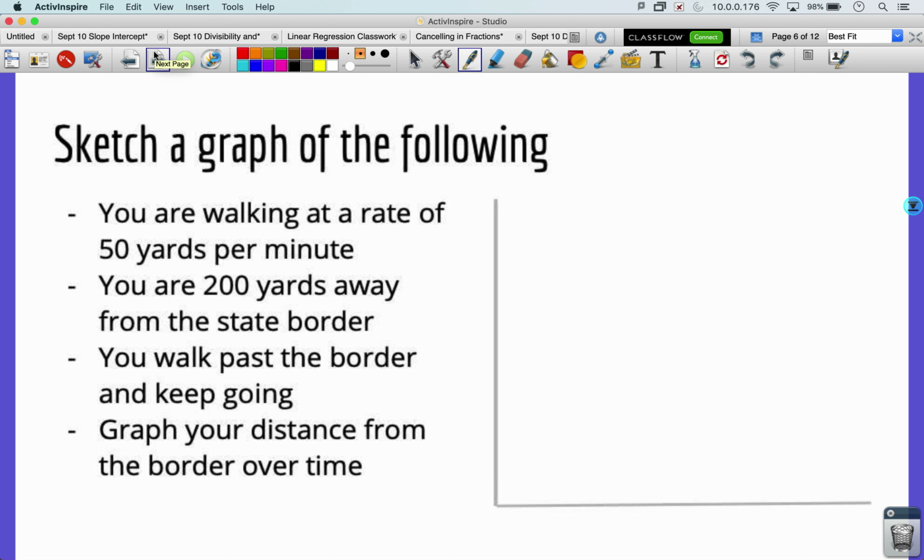All right, now I want to change gears a little bit and sketch this scenario conceptually. You're walking at a rate of 50 yards per minute. You're 200 yards away from the state border. You walk past the border and keep going. We want to graph our distance from the border over time. So naturally time would be on the x-axis. If I'm going 50 yards per minute and I'm 200 yards away, it's going to take me 4 minutes to get there. So let's go out to at least 8 minutes here.